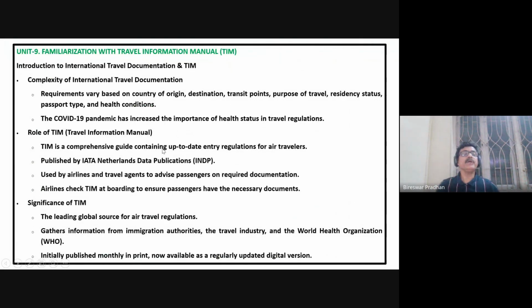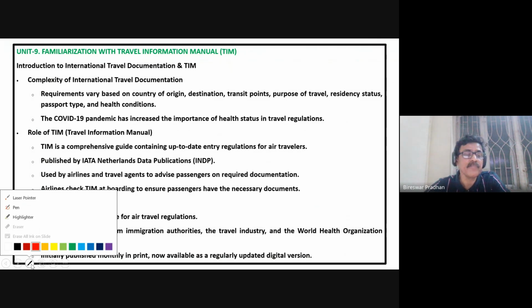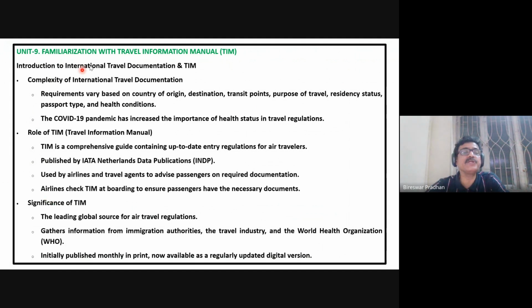Okay. Unit number 9, familiarization with the Travel Information Manual, TIM. Introduction to international travel documents and TIM.